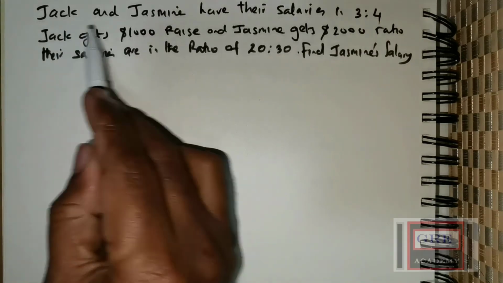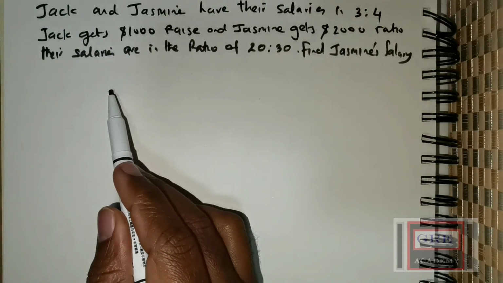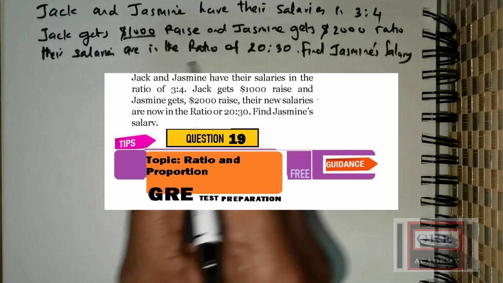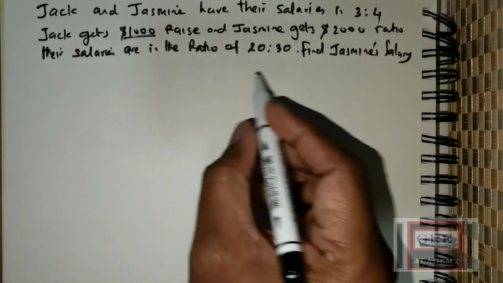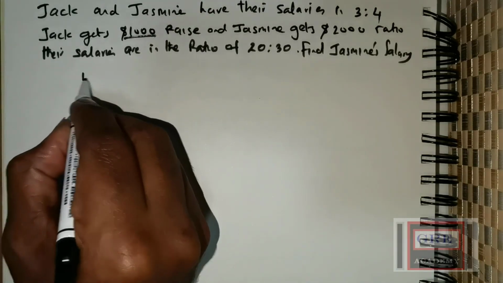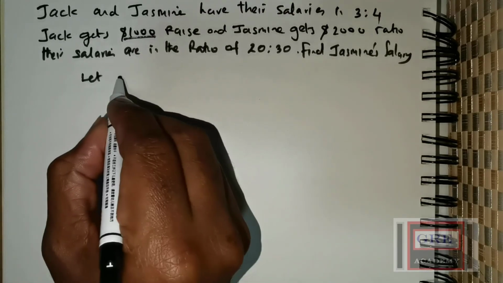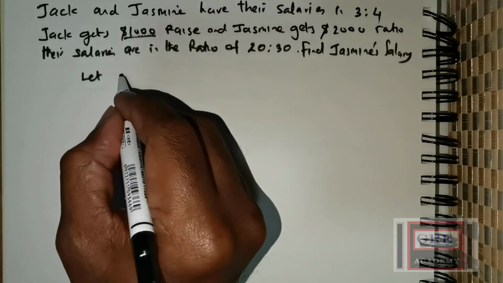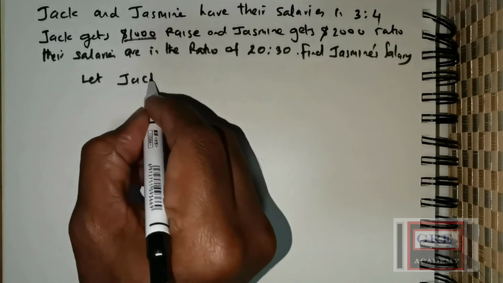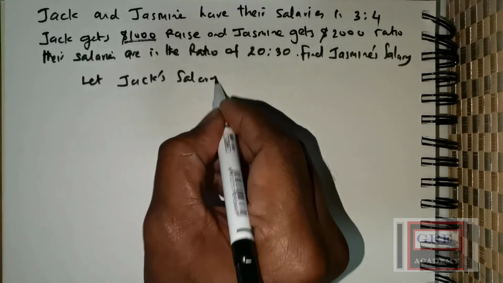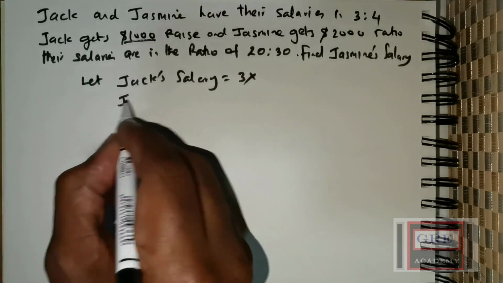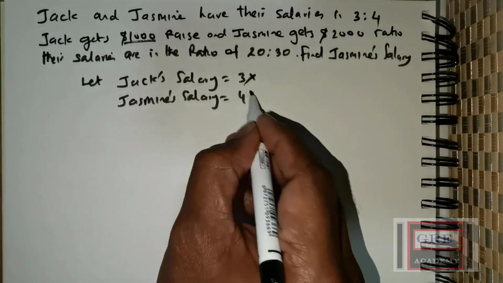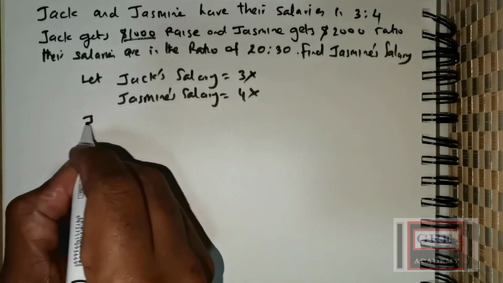We are given this question: Jack and Jasmine have their salaries in 3:4 ratio. Jack gets a $1,000 raise, Jasmine gets a $2,000 raise. Their salaries are now in the ratio of 20:30. Find Jasmine's salary. So we would start off by assuming Jack's salary as 3x and Jasmine's salary as 4x. So let Jack's salary be equal to 3x, and let Jasmine's salary be equal to 4x.